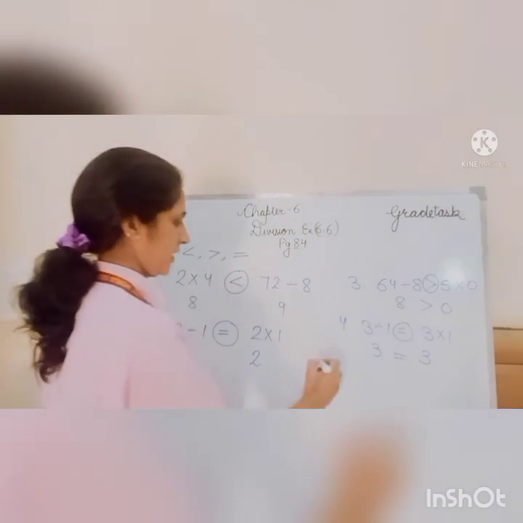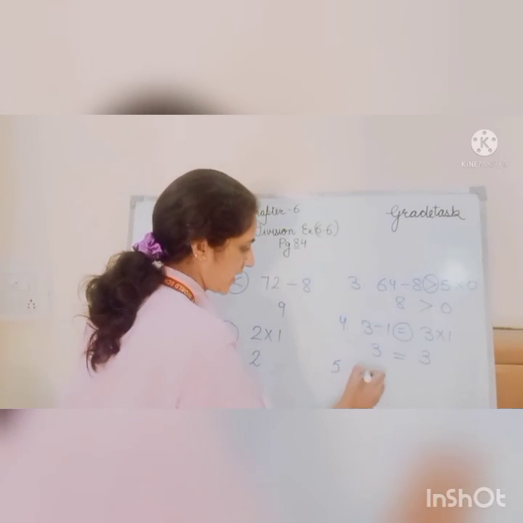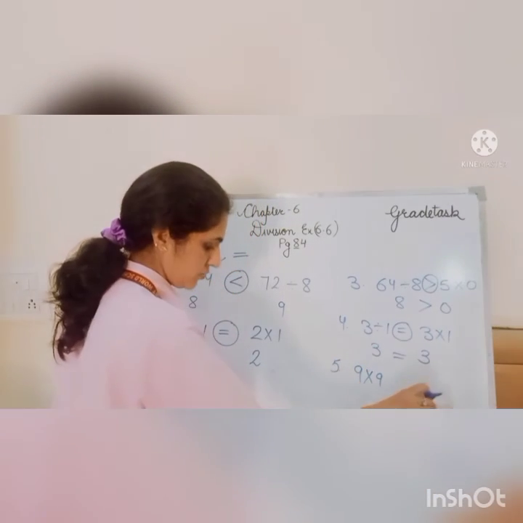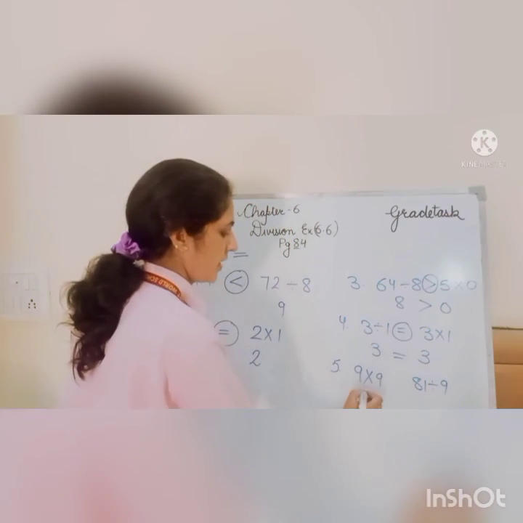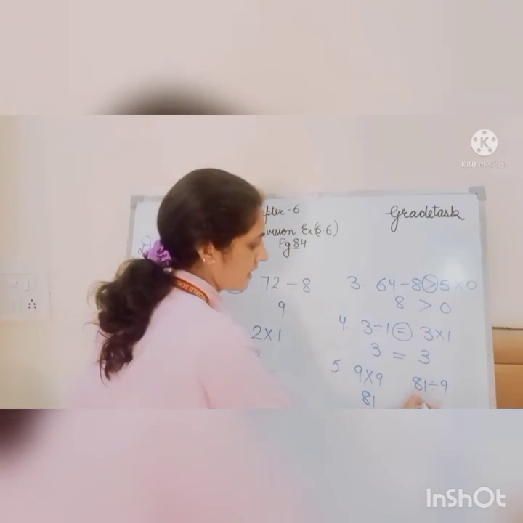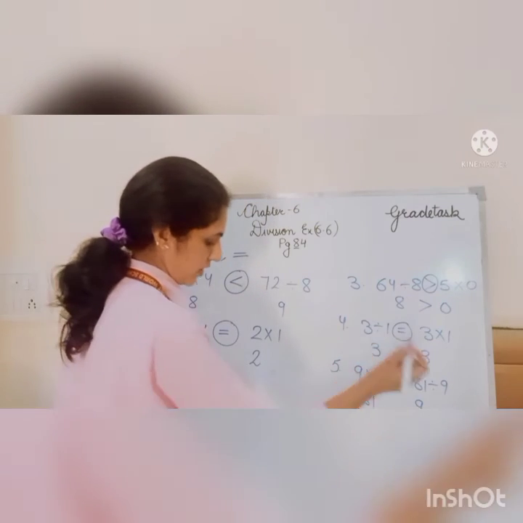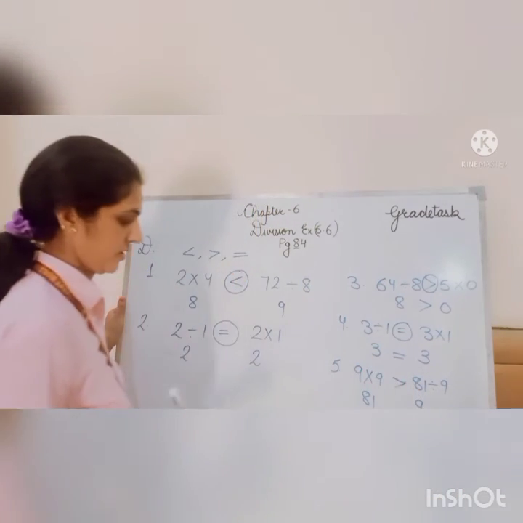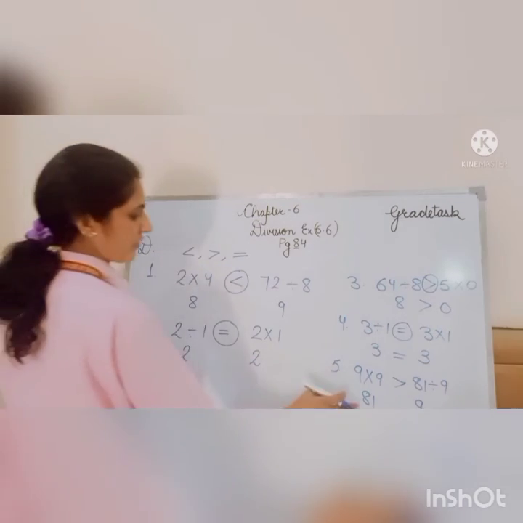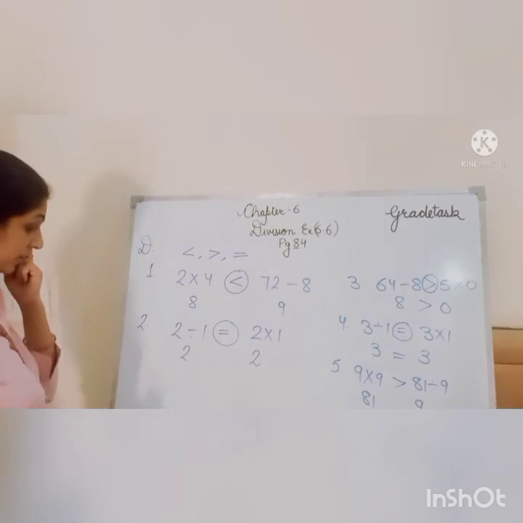Come to the fifth one, 9 multiply 9. So 9 9s are 81, and here you have to see 81 when divided by 9. 9 9s are 81, and here it is 9. Which number is bigger? 81 is bigger. Okay, firstly we are finding the answer, then we are comparing them.